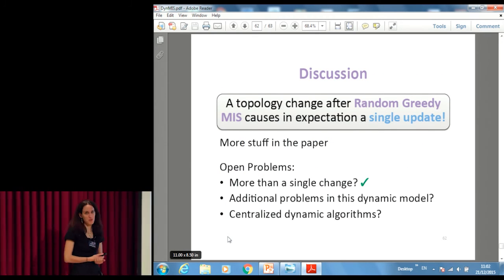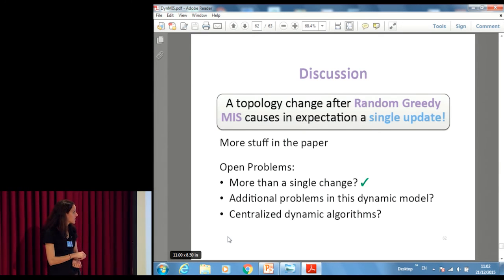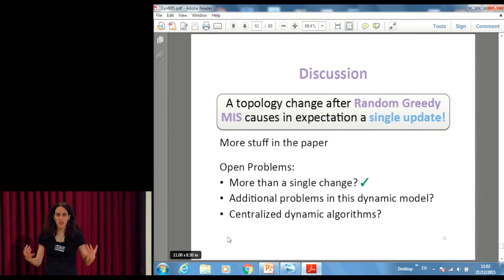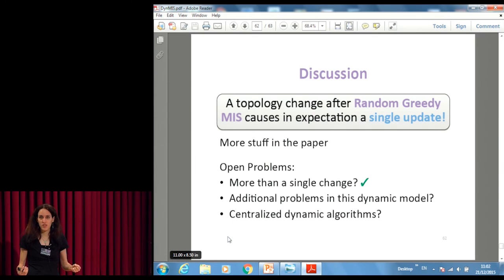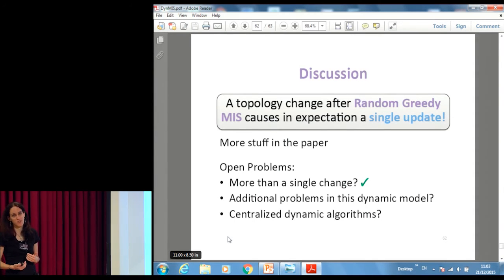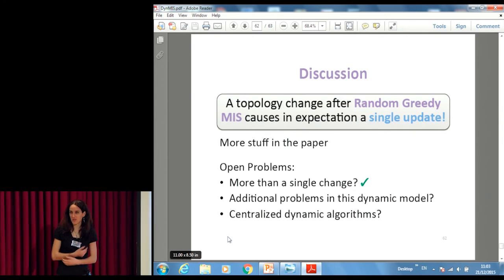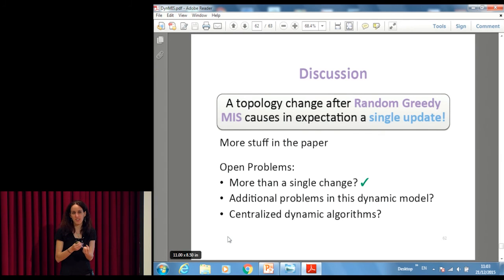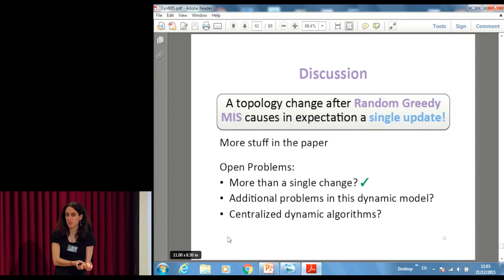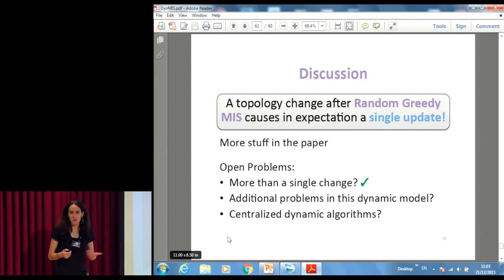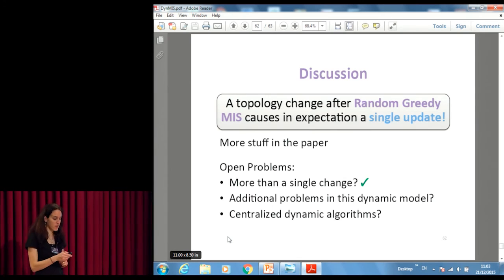So if you need to remember only one thing from my talk, I'd be happy if it's this combinatorial statement. If you have a solution to a random greedy MIS, and you make a single topology change, in expectation, you only need to update a single node. There's more stuff in the paper. When you turn this into a distributed algorithm, you also get some nice property of history independence. If I make changes, I can't lead you into a particular MIS because you have a random permutation, which I could do if you had a deterministic solution. I don't have time to talk about this, but there are some cute properties that arise here.